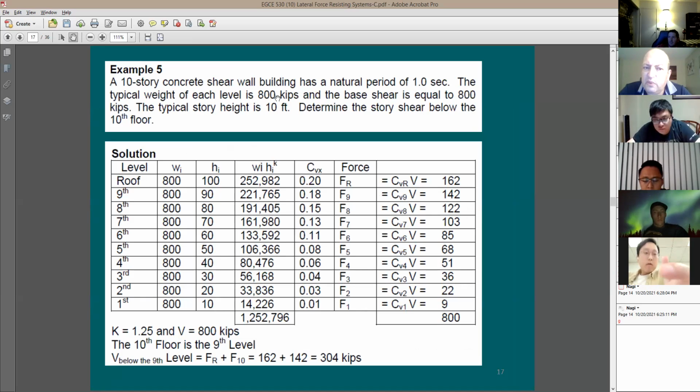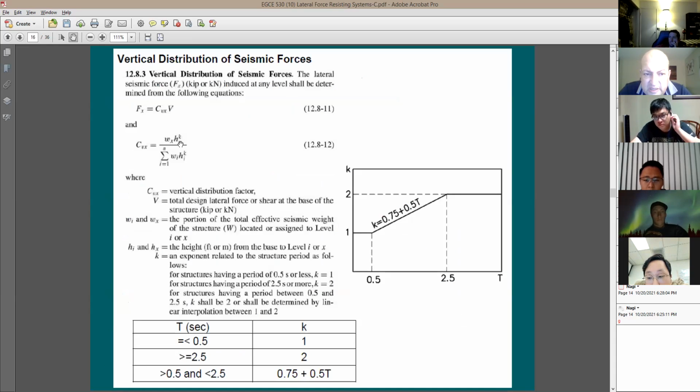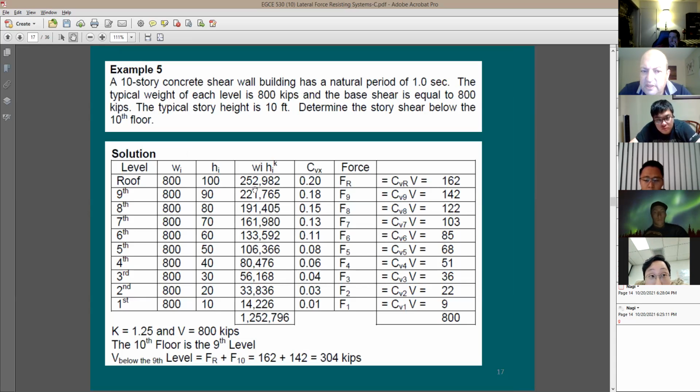They give you here the weight for each level, and the total seismic force base shear is equal to 800 kips, which just happens to be the same. And the story height is going to be 10 feet. So the question is about this Hx. What is this Hx and what is this Hi? So this Hi is actually the elevation of each one of these levels. The first level is going to be at 10, the second at 20, 30, 40, because the story height is only equal to 10 feet.